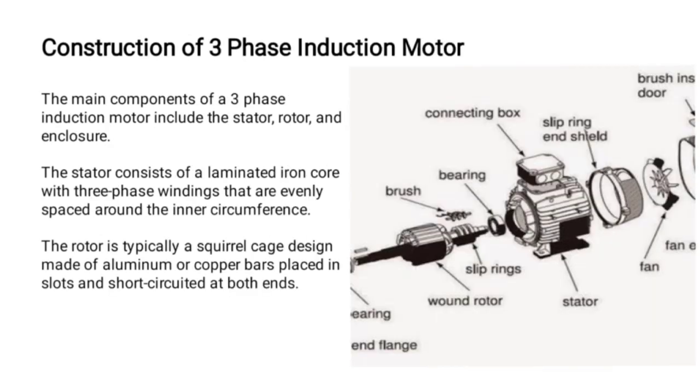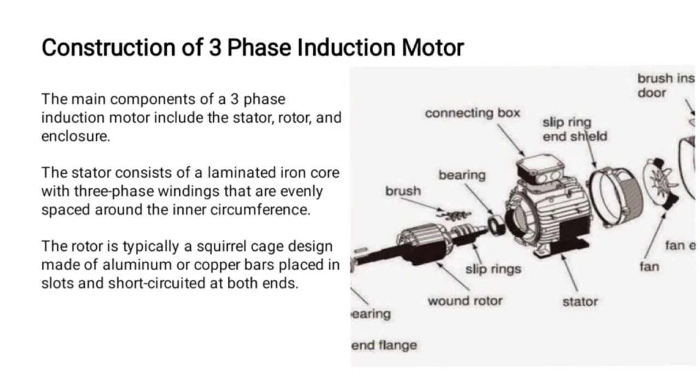Next, construction of three-phase induction motor. The main components of a three-phase induction motor include the stator, rotor and enclosure. Previously we discussed the stator, rotor and enclosure. What is the role of the stator? It converts the rotating magnetic field into electric field. And what is the rotor? It refers to the part of the machine that transmits mechanical power.